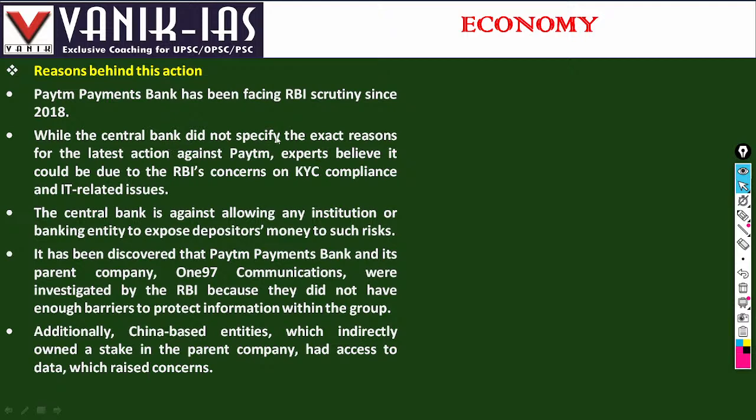As the central bank did not specify the exact reason for the latest action against Paytm, experts believe it could be due to RBI concerns on KYC compliance and IT-related issues. The central bank is against allowing any institution or banking entity to expose depositors' money to such risk. It has been discovered that Paytm Payments Bank and its parent company, One97 Communications, were investigated by the RBI because they did not have enough barriers to protect information within the group. Additionally, a China-based entity, which indirectly owned a stake in the parent company, had access to data, which raised concern in India.